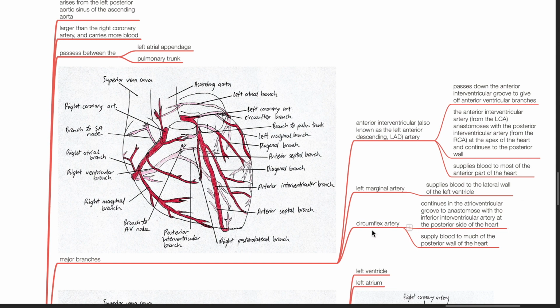The circumflex artery continues in the atrioventricular groove to anastomose with the inferior interventricular artery at the posterior side of the heart. This artery supplies blood to much of the posterior wall of the heart.